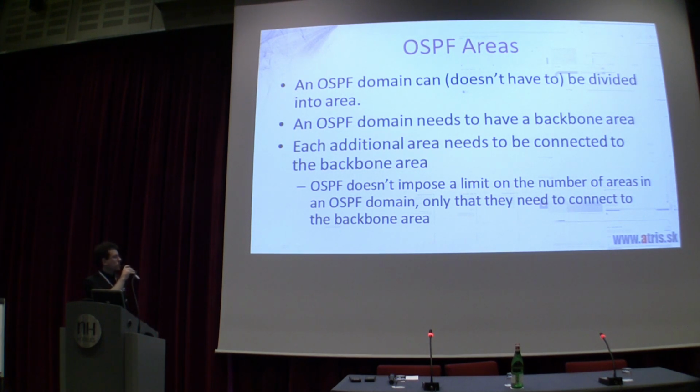And each OSPF domain needs to have a backbone area. If you are running multiple separate OSPF instances over your network, each one needs to have a backbone area, but usually we just want to have one OSPF domain divided into multiple areas, or one big flat area. And each additional area needs to be connected to the backbone area. OSPF doesn't really impose any limits on the number of areas or anything else. The only limit is that they need to be connected to the backbone area.